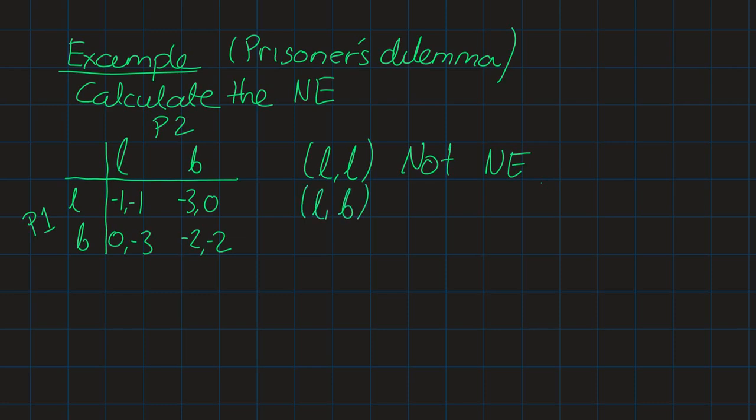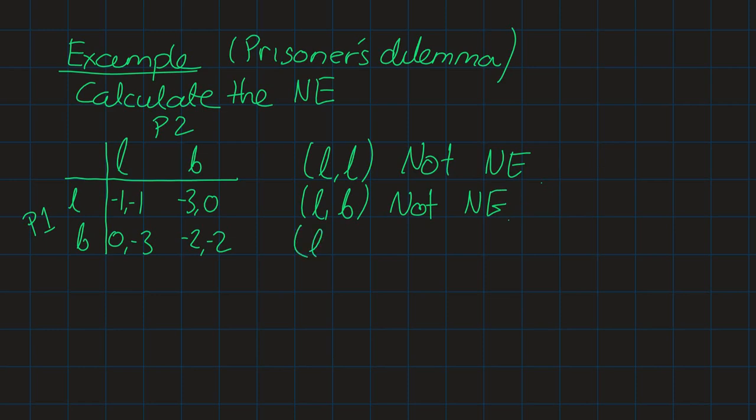Let's try LB. Okay, so now if we think about it, we're considering this one here. If player 1 changes, they go from -3 to -2, which is an improvement. Try not to let minus numbers confuse you, but -3 to -2, that is an improvement. So that means player 1 has an incentive to change, which means that this is not a Nash equilibrium.